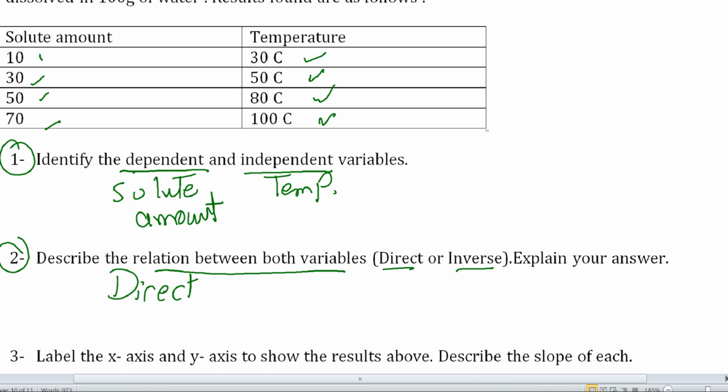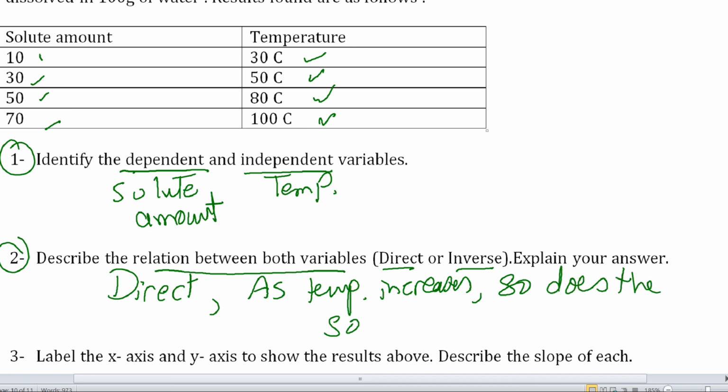The relation will be answered like this: because as temperature increases, so does the solute amount dissolved or being dissolved.